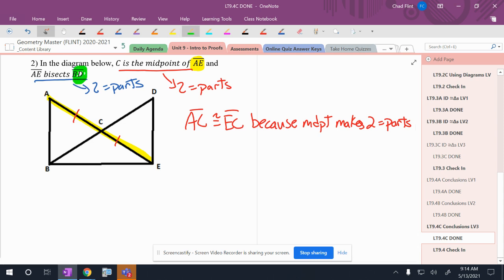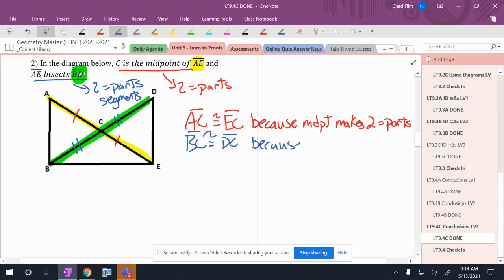I got this bisector. BD is getting cut in half. I'm cutting a segment in half, so I probably should know that they're segments. And the two equal parts would be there and there. So BC is congruent to DC because bisect makes two equal parts. All right, that's all it tells me. It doesn't tell me anything else.